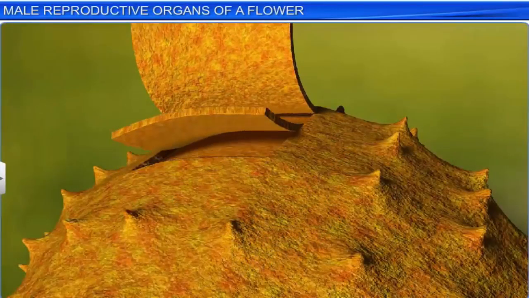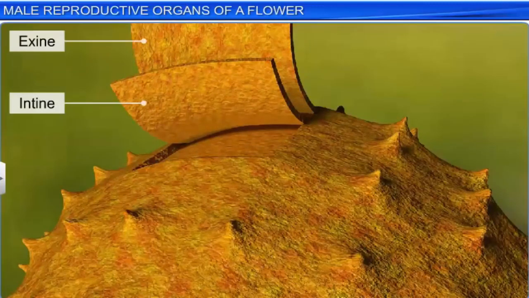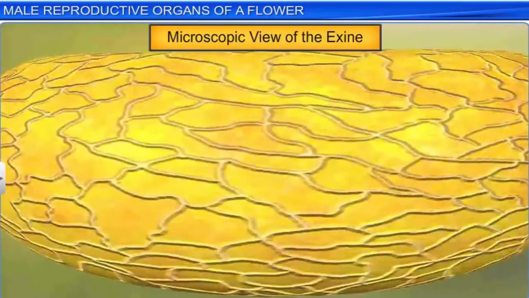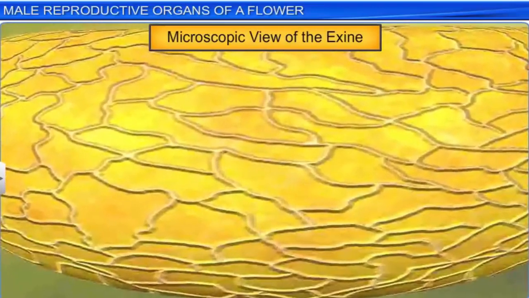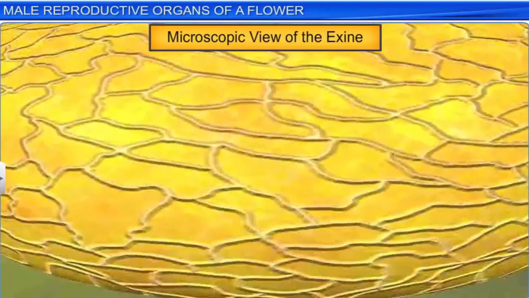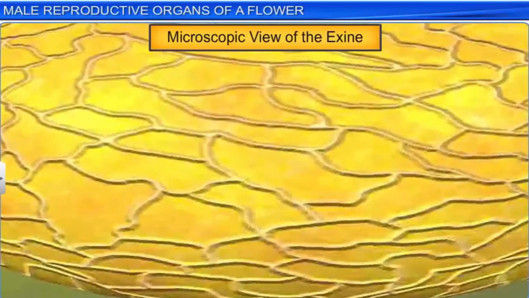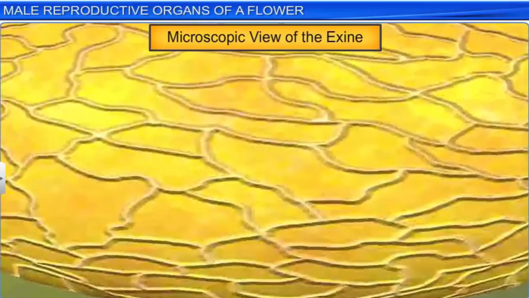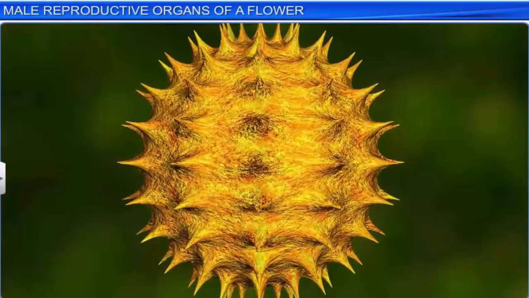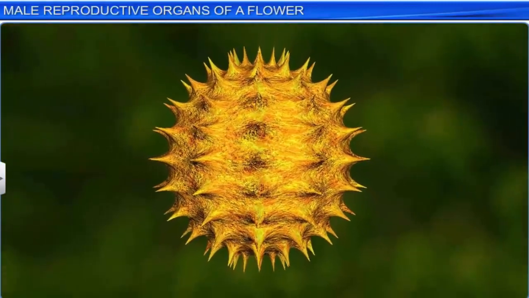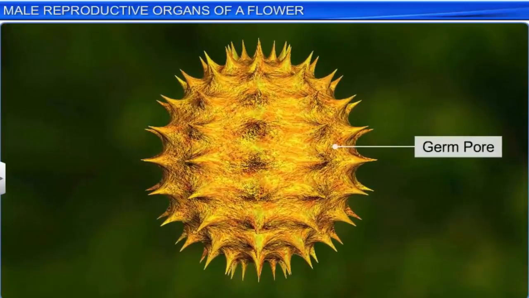It is surrounded by two layers of wall, exine and intine. Exine, the hard outer layer, is made up of sporopollenin, a tough organic material capable of resisting high temperatures and strong acids, alkalis, and all natural enzymes. Hence, pollen can be well preserved as fossils. However, sporopollenin is not present in the germ pore, an aperture present in the exine through which we see the germination of the pollen tube.